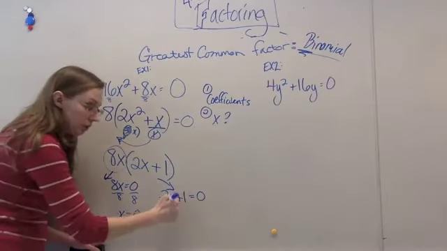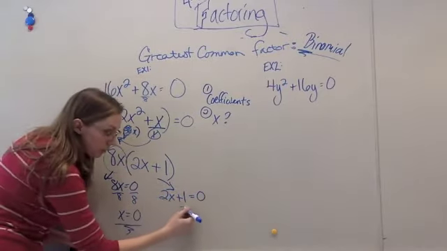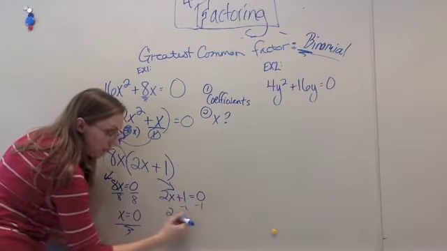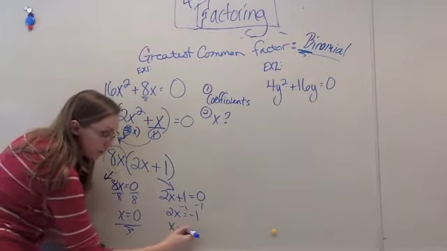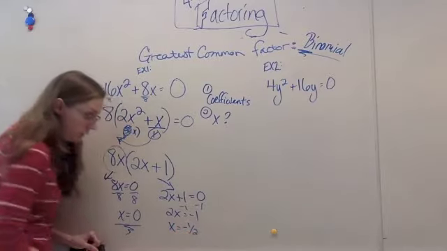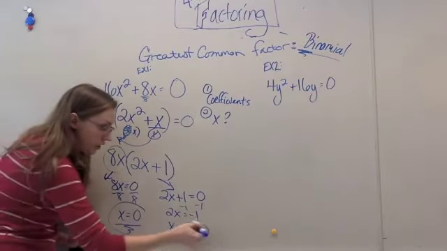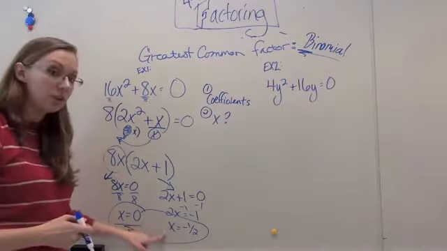And now my other solution, I'm just going to isolate my variable. So I'm going to subtract 1. I have 2x equals negative 1. And then divide by 2, x equals negative 1/2. Okay? So these 2 are my solutions.